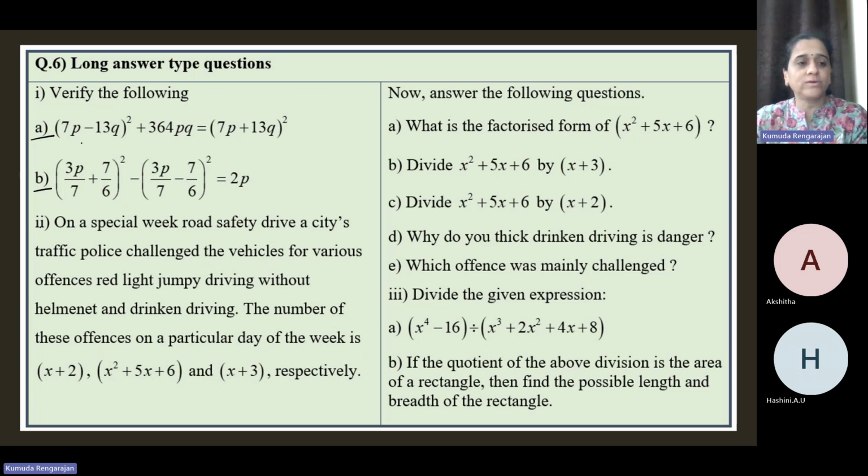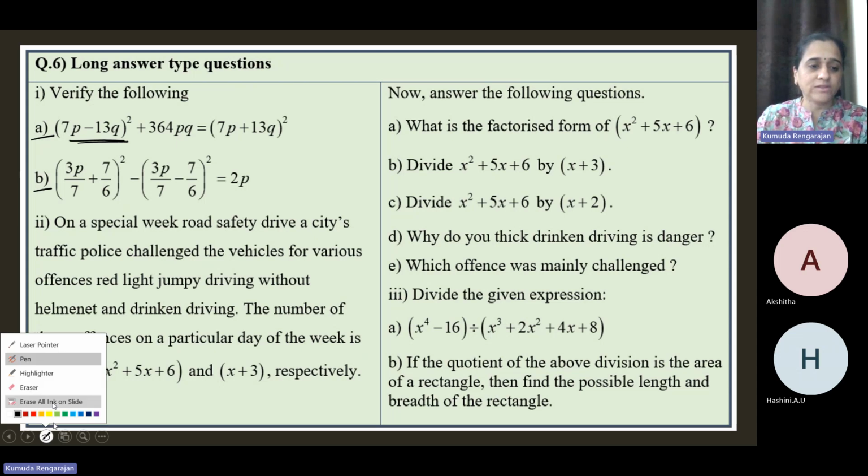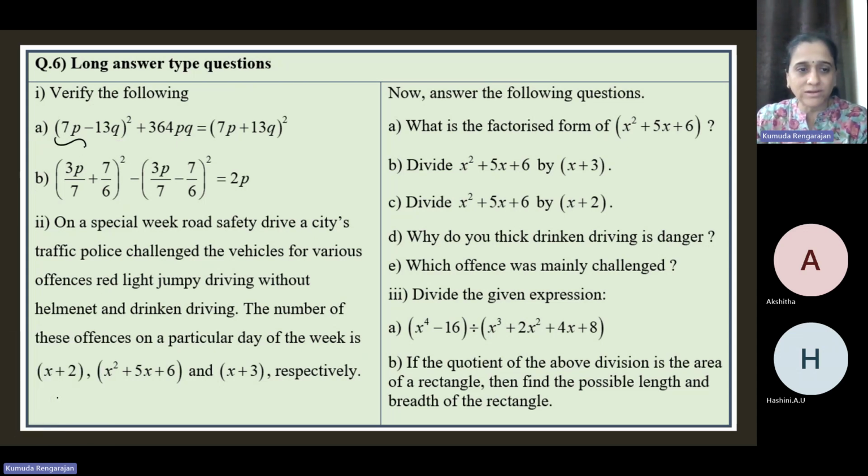Yeah. So see this one, 7p minus 13q the whole squared. The heading is verify the following, which means you'll have to work the LHS, and the answer you get should be the RHS. Or sometimes you may have to work the LHS, work the RHS also, and show that they have the same result. Either you work the LHS, you get some result, then you take up the RHS, you work that. You get the same result as you got in the LHS. So when LHS is equal to RHS, you verified the equation.